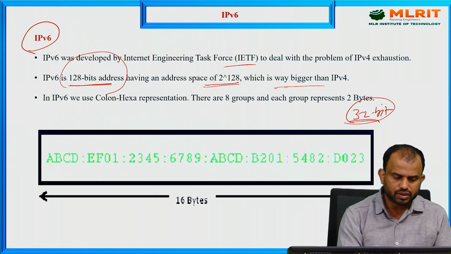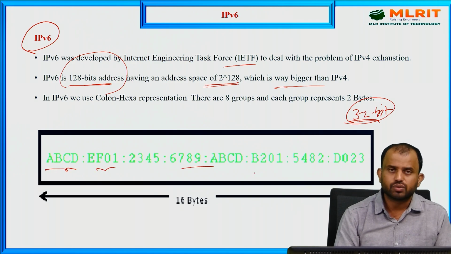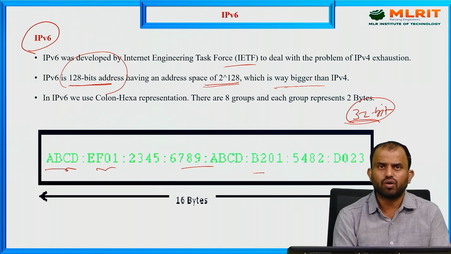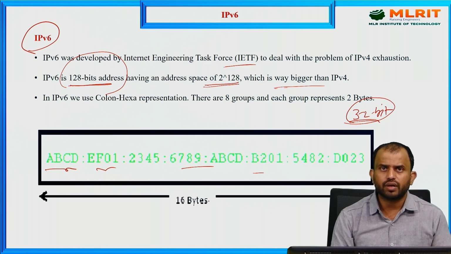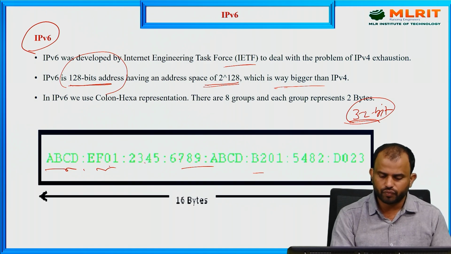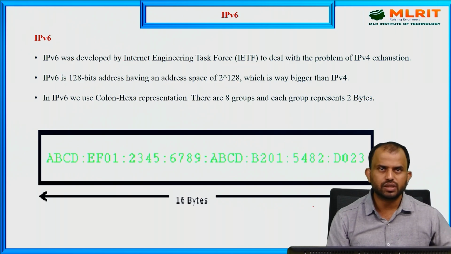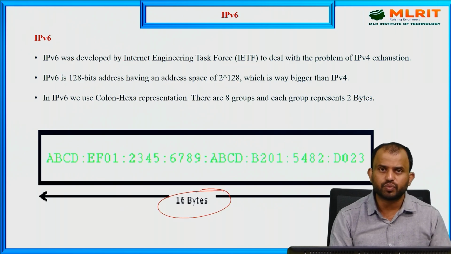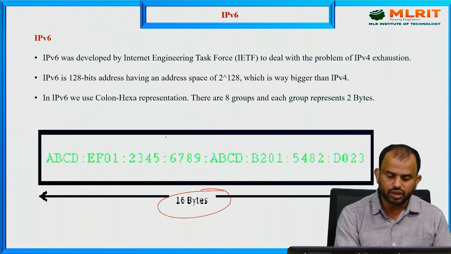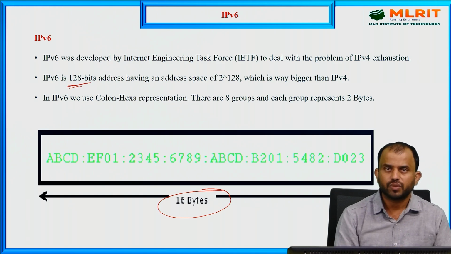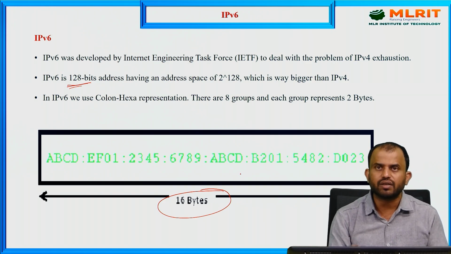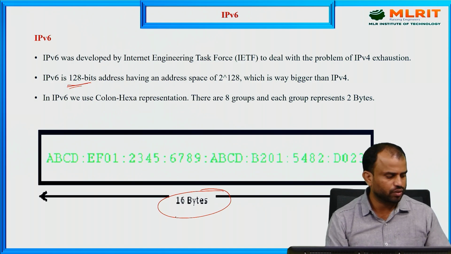And in IPv6 we are using hexadecimal values. We can accommodate the hexa representation, which we call hexadecimal, and it has 8 groups: 1, 2, 3, 4, 5, 6, 7 and 8. Each group represents 2 bytes of information. In IPv4 the address length is 4 bytes, but here we can accommodate 128-bit values. So that is the reason it is formed as a hexadecimal range, with 8 groups, and each group contains 2 bytes. 8 into 2, 16 bytes of information.